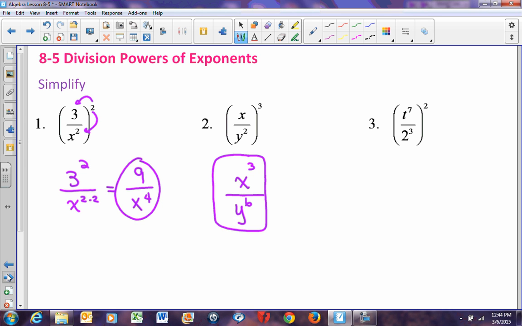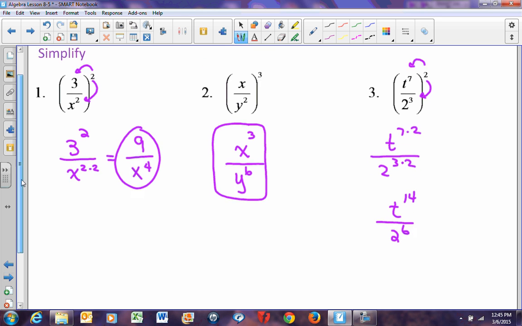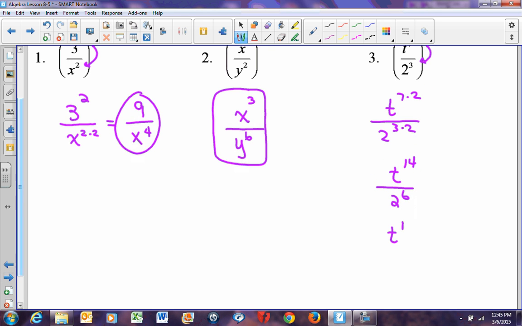t to the 7th divided by 2 to the 3rd, all to the 2nd power. Again, distribute your exponent. So we get t to the 7 times 2 divided by 2 to the 3 times 2, which becomes t to the 14th over 2 to the 6th. 2 to the 6th can be easily multiplied out. 2 to the 6th is 64, so this becomes t to the 14th all over 64.